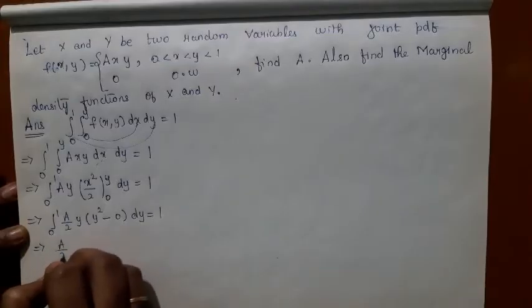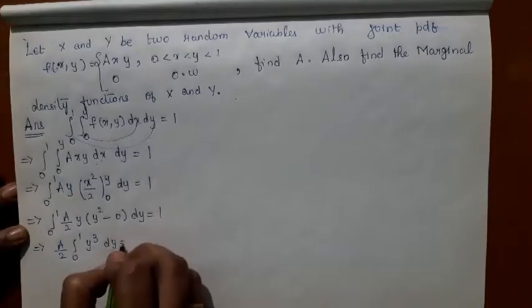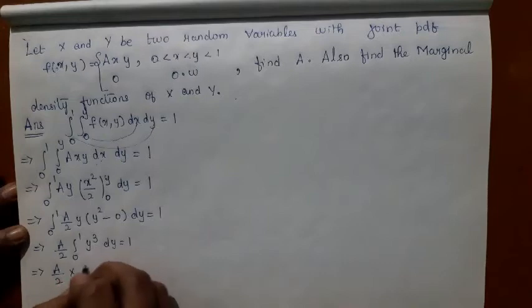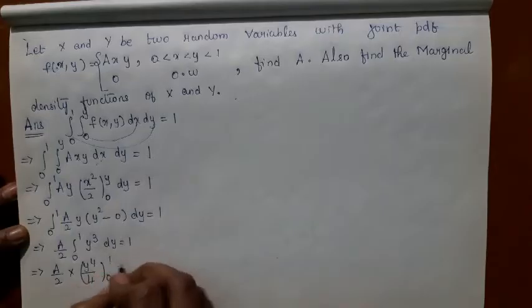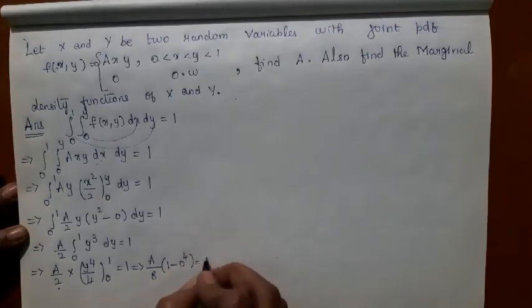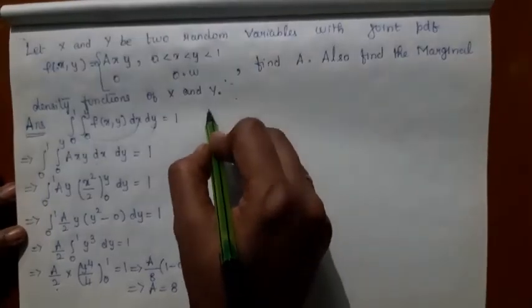So you get a by 2 integral 0 to 1 y cube dy. That is a by 2 times y cube on integration gives y power 4 by 4. The answer is 1. So you have a by 8. The upper limit for y gives 1 power 4 is 1. Lower limit gives 0 power 4, which is 0. So your a is equal to 8. So you have computed the value of a.